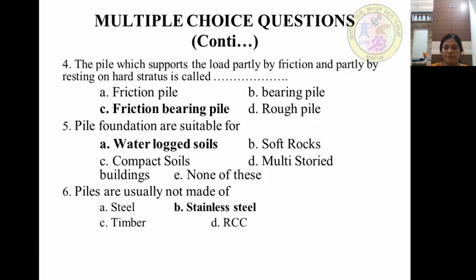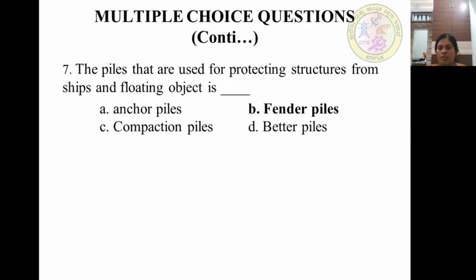So next, last question. The piles that are used to protect structures from ships or floating objects are dash: anchor piles, compaction piles, fender piles, batter piles. So the answer is fender piles.